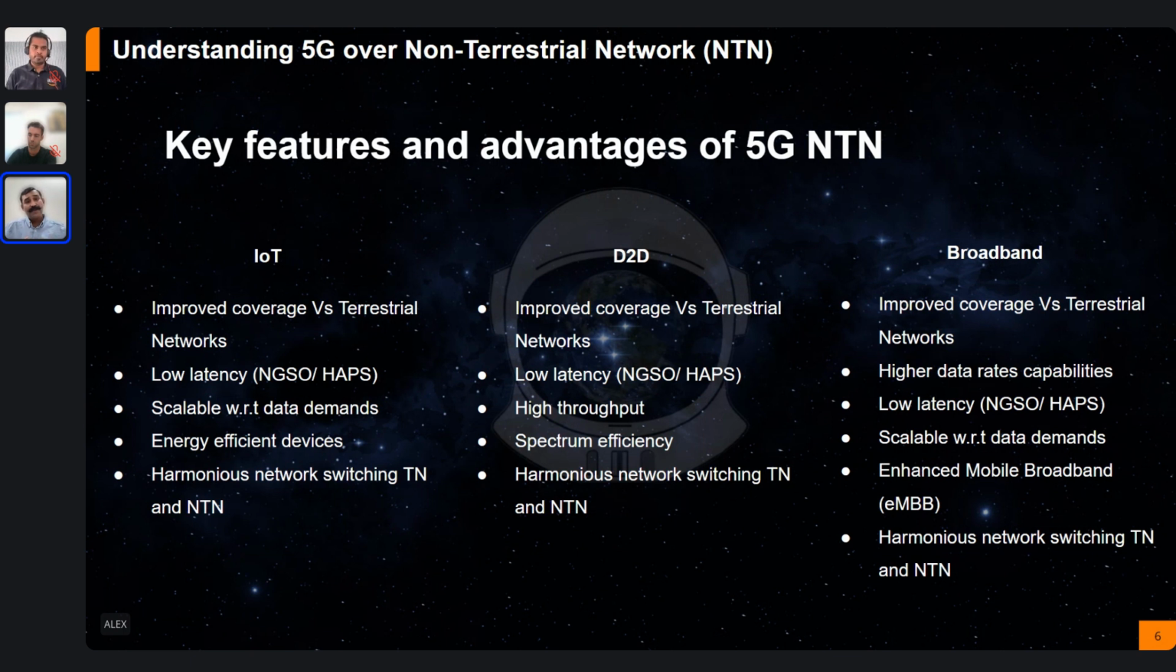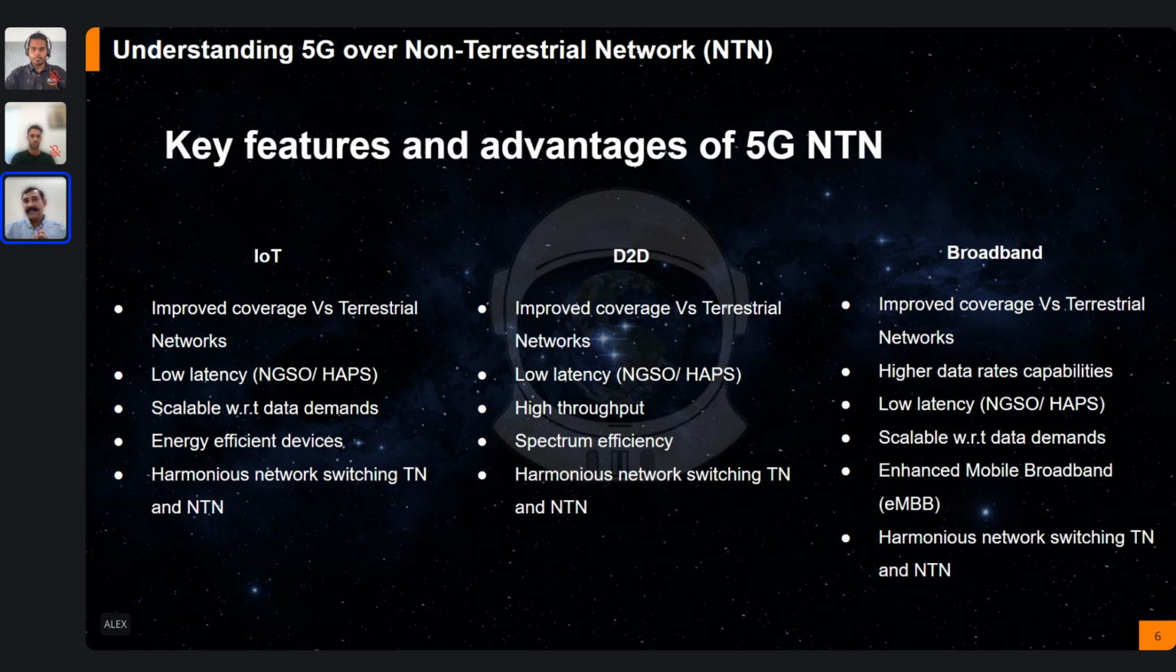And then we can say the harmonious network switching between the terrestrial and the non-terrestrial network, thanks to standards like 3GPP release 17, that is allowing the extension of the standard to the NTN, and the harmonious network switching is possible implementing those technologies.